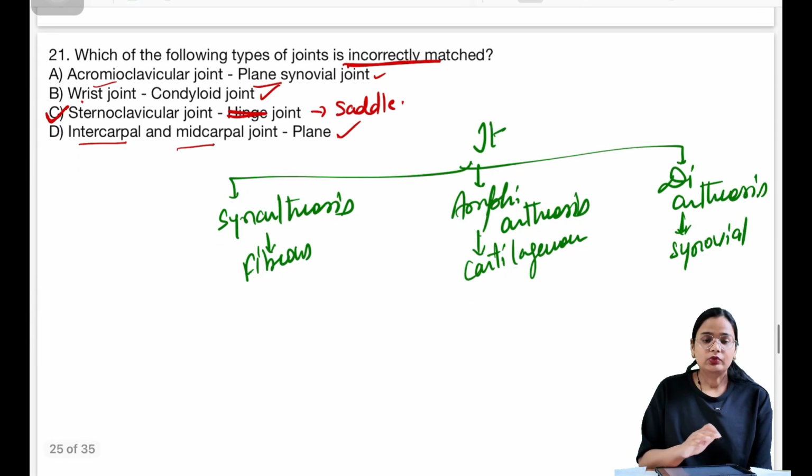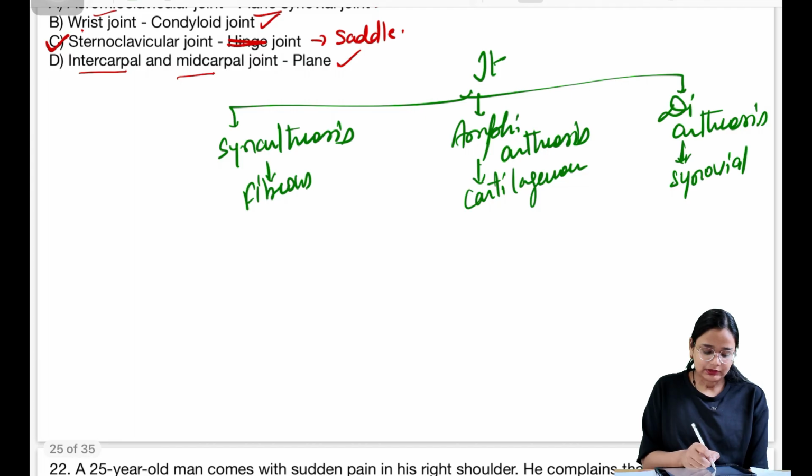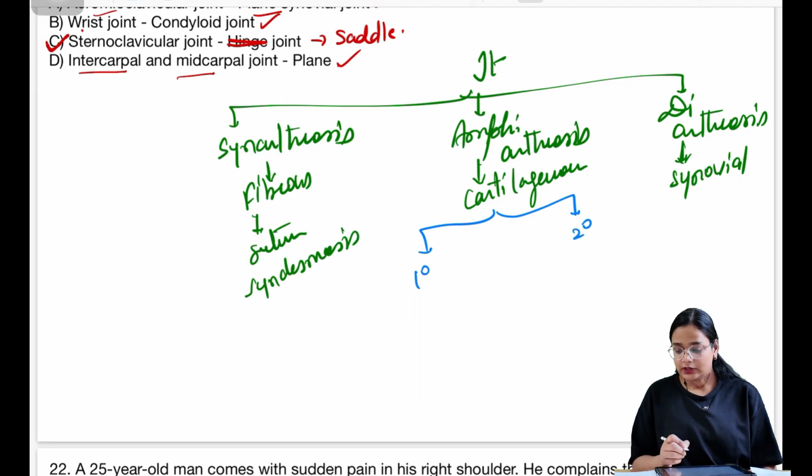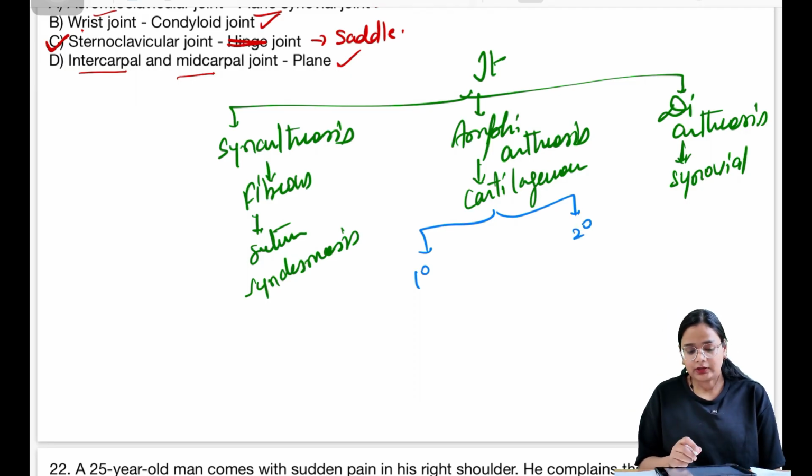Okay. In fibrous joints, we have examples like sutures, syndesmosis or gomphosis. The cartilaginous joints are again divided into 2: primary cartilaginous and secondary cartilaginous. In primary cartilaginous we have the first sternocostal joint, the growth plate, the costochondral joint and the spheno-occipital joint. Secondary cartilaginous joints include the pubic symphysis, the manubriosternal joint. Okay.